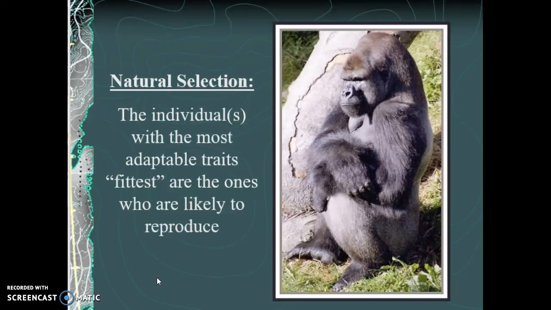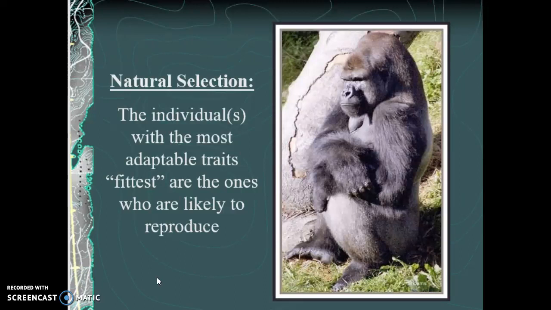So the key with natural selection, and we talked about the components of natural selection, go back and review the components if they're not coming to you right now. But natural selection is the fittest individual, the most adaptable individuals are the ones who reproduce. They pass on their genetics. Their kids are likely to be fit or adaptable. The individuals who are not adaptable don't reproduce, they die. Those genes get weeded out of the gene pool.